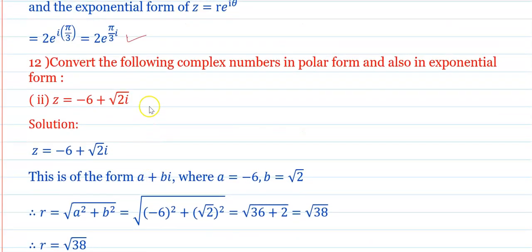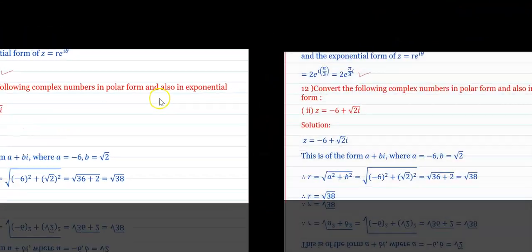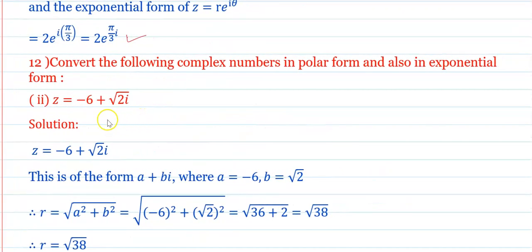Now the next, convert the following complex number into the polar and the exponential form. z is equal to minus root 6 plus root 2 i. This is of the form a plus b i, where a is minus root 6, b is root 2.